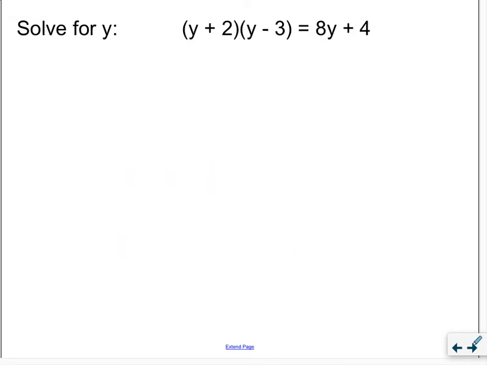So a little more complicated here. Do you think you can distribute on the left side and then set equal to 0 and solve? Take a minute, give it a shot.